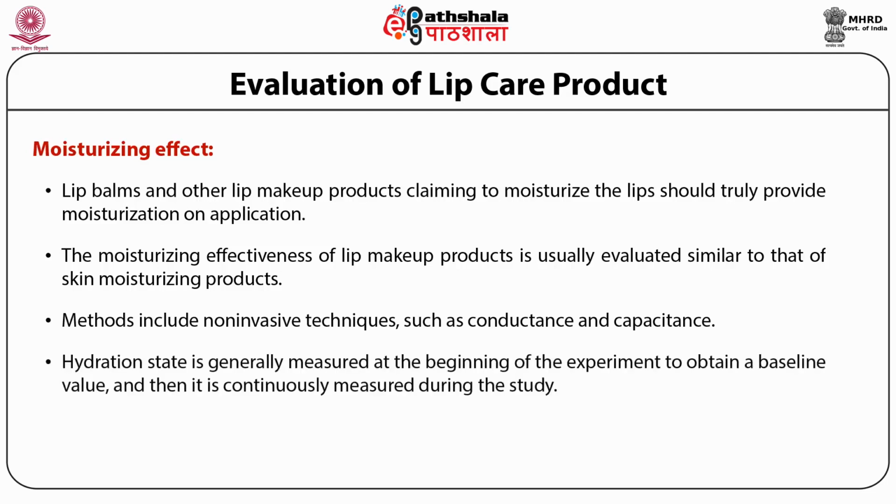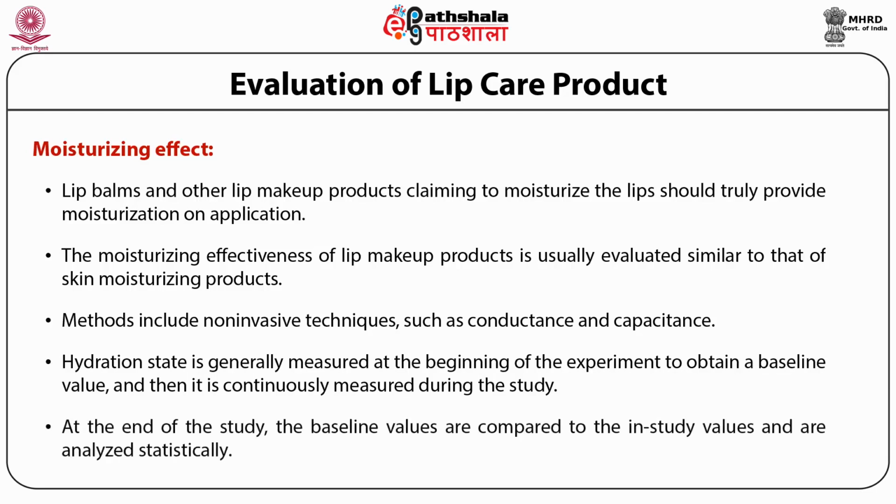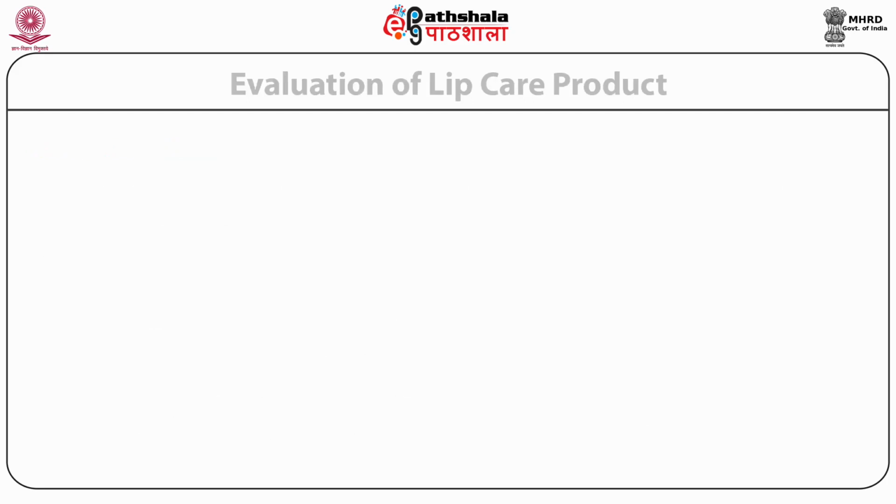Hydration state is generally measured at the beginning of the experiment to obtain a baseline value, and then it is continuously measured during the study. At the end of the study, the baseline values are compared to the in-study values and are analyzed statistically.